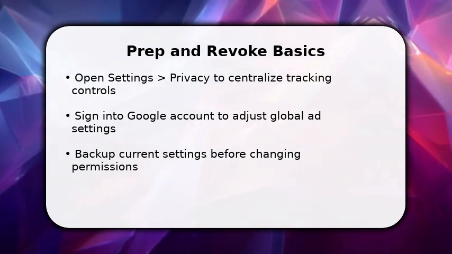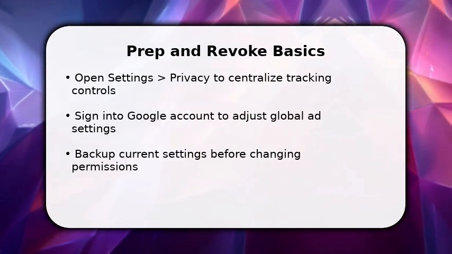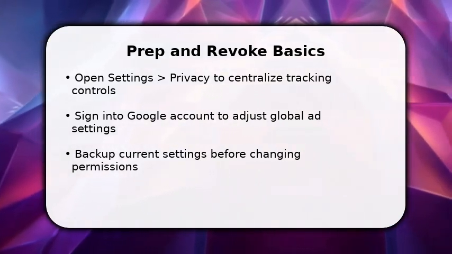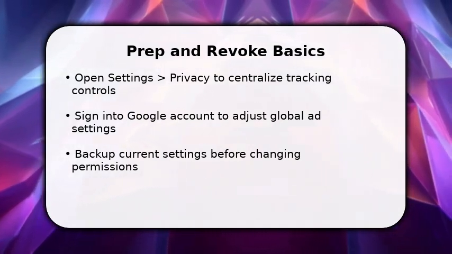This cuts real-time tracking. Once done, go to Google Ads and toggle Opt out of ads personalization so apps stop building profiles. Make sure to back up settings or note changes. That lets you revert if an essential app breaks.